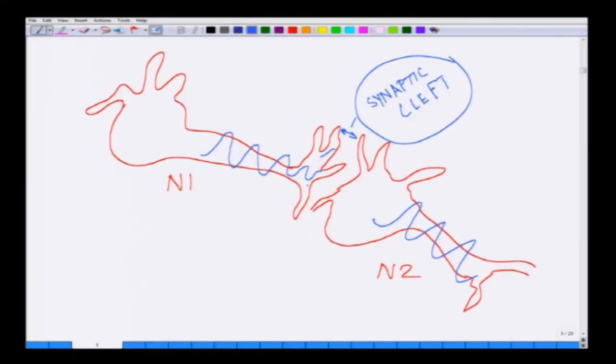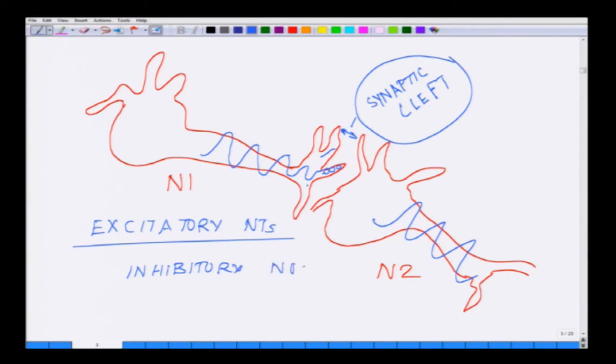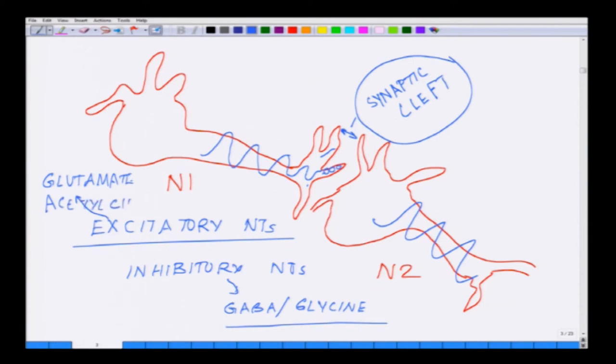At this level, the first thing that happens is that the signal does not directly jump into the next neuron. From neuron 1, neurotransmitters are secreted. Those neurotransmitters could be excitatory or inhibitory. I left this for later because the next thing will be coming. Among the inhibitory entities are GABA and glycine, whereas among excitatory neurotransmitters you have glutamate and acetylcholine.